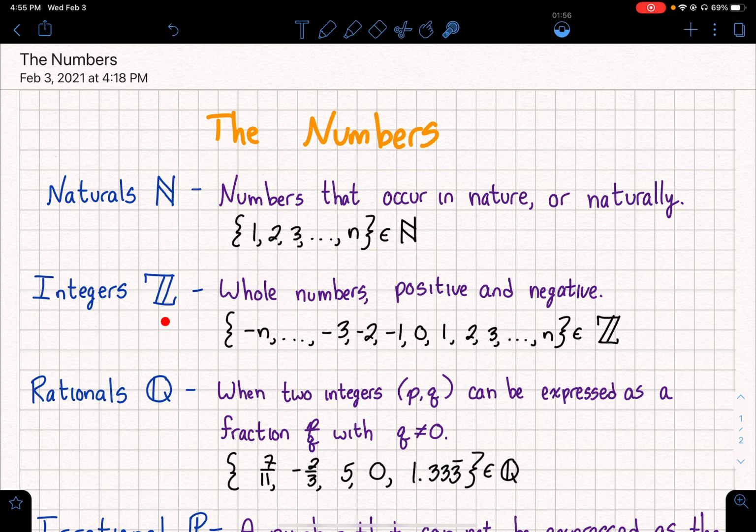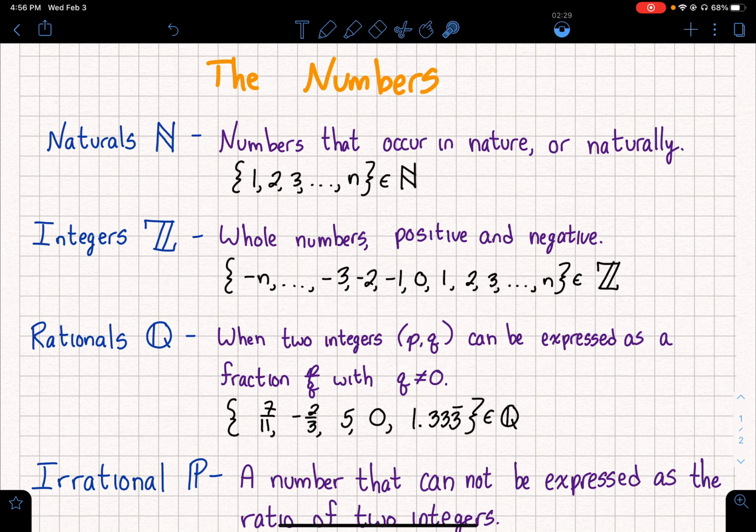An integer is defined as a whole number, positive and negative. And this also definitely includes the number 0. So here below, I listed the entire set of integers from negative infinity, negative 3, negative 2, negative 1, 0, 1, 2, 3, up through infinity. Again, they are whole numbers, positive and negative, and can be 0.